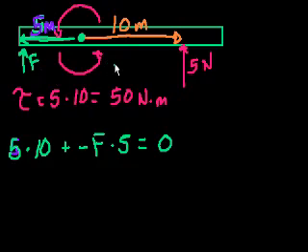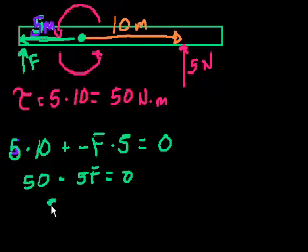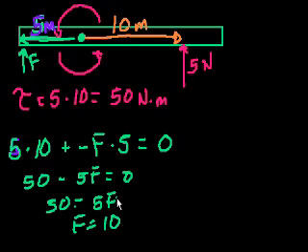The net torque is 0 because its rate of change of rotation isn't changing, or if it started off not rotating, it's still not rotating. So here we get 50 minus 5F is equal to 0. 50 is equal to 5F. F is equal to 10. And if we followed the units all the way through, we would get that F is equal to 10 newtons.